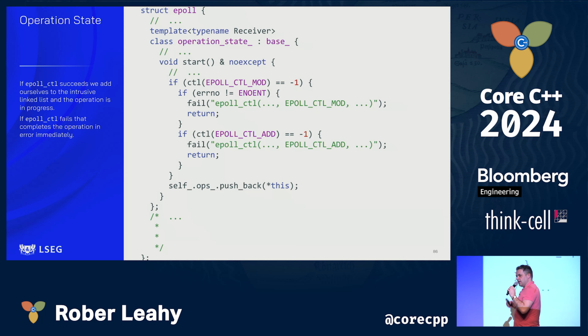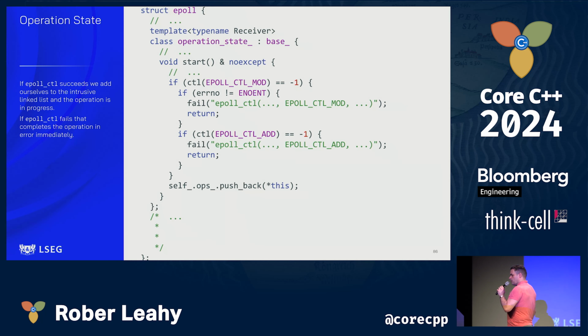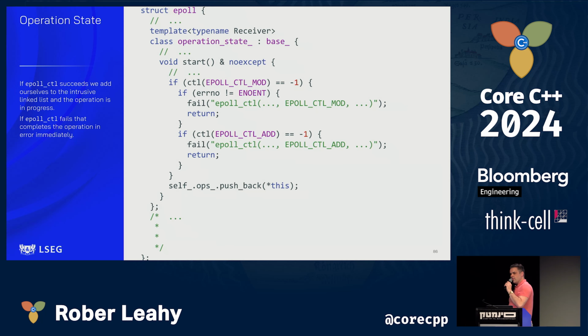This is the reason why we encapsulated those in a lambda on the preceding slide, so I didn't have to stamp out a bunch of boilerplate. On the other hand, if neither of the operations fail, or if the only one we perform succeeds, we fall through to the bottom and we link ourselves into that intrusive linked list. We publish our presence to the epoll context so it knows we're here, because now we've fully set up execution. Now we're pending in the background.